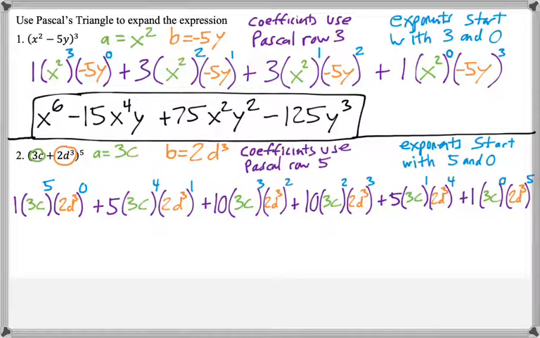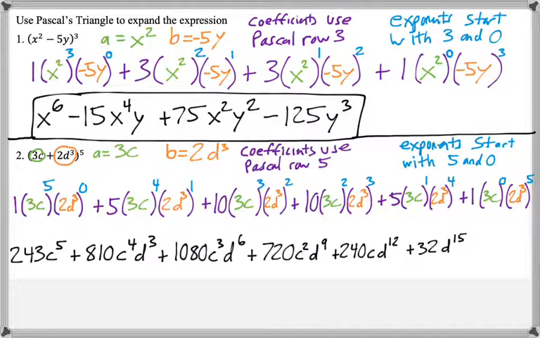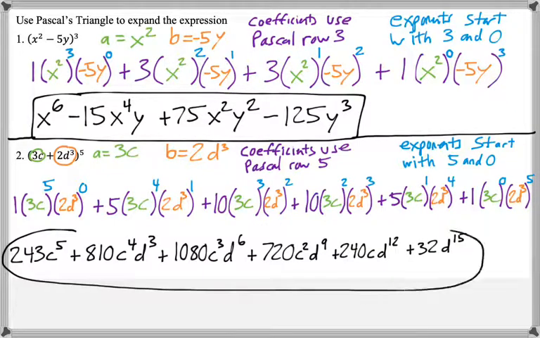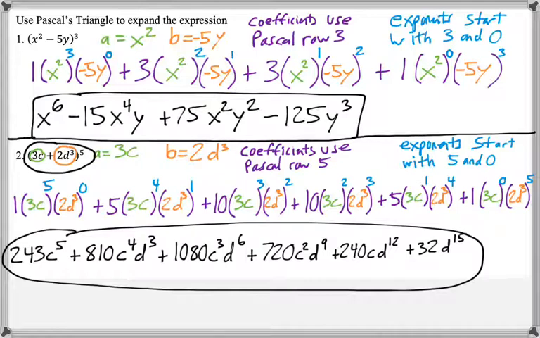And my final step is going to be to simplify each of these terms. So this will be our final answer, and it takes a long time to set up the pattern and simplify each of the terms, but if you were to distribute the binomial 5 times, so if you were to FOIL 5 times, you would get the same thing, but it would take even longer.